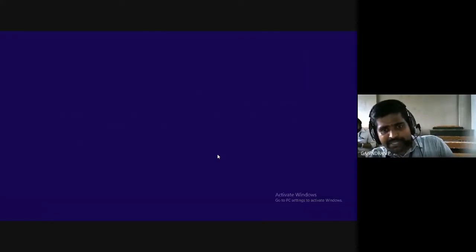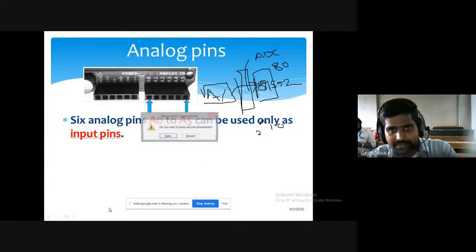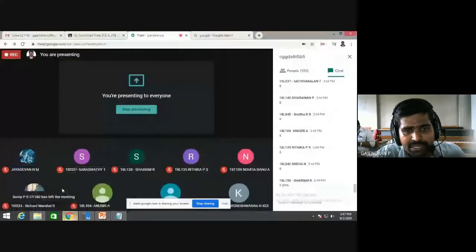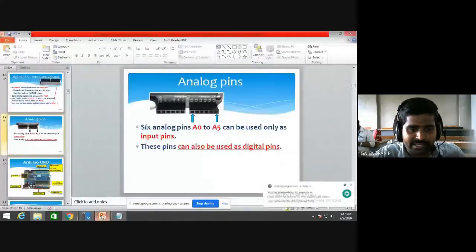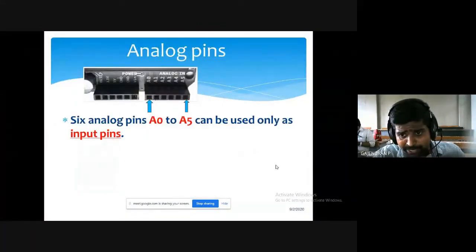Please type it in the chat box. How many analog pins are there? Analog input pins. How many analog inputs are there? Okay, six. Very good. Now, shall I add one more point with this pin?